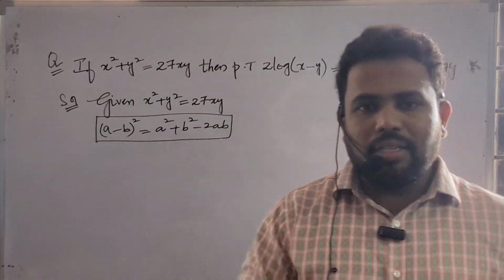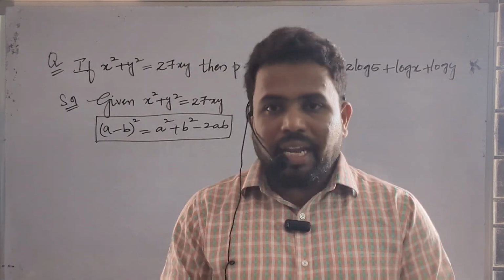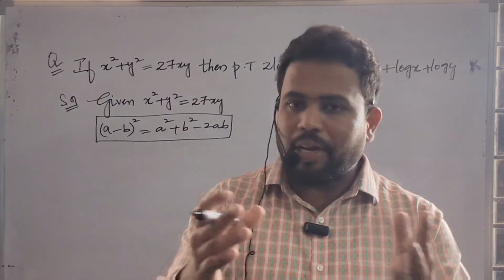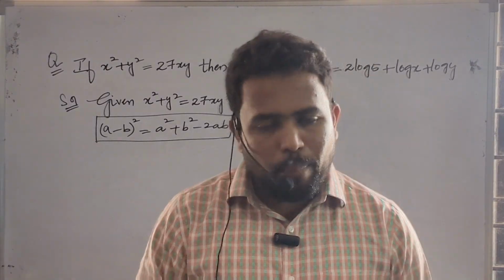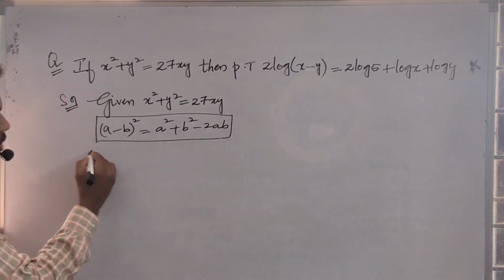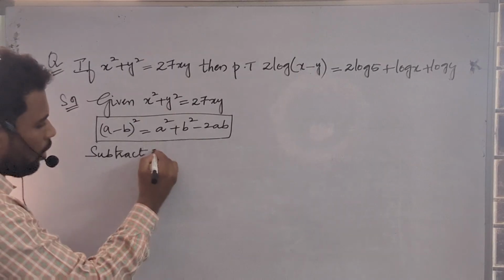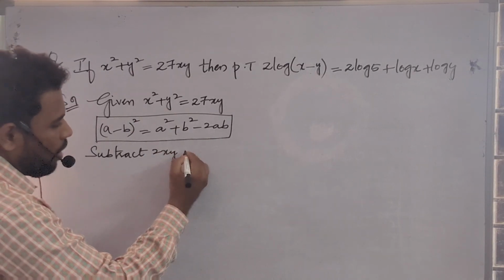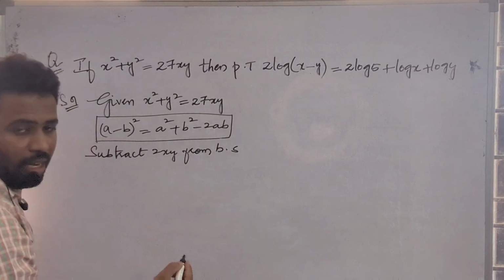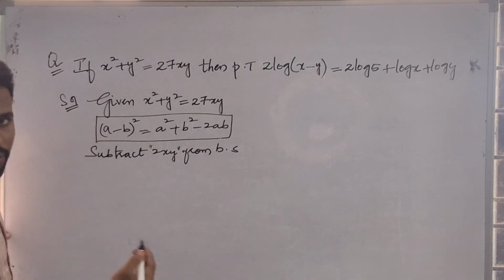Whenever we are adding, subtracting, multiplying or dividing something in an equation, we have to do it on both the sides. If you are subtracting, subtract on both the sides. If you are adding, add on both the sides. So we are subtracting 2xy from both the sides. Clear?